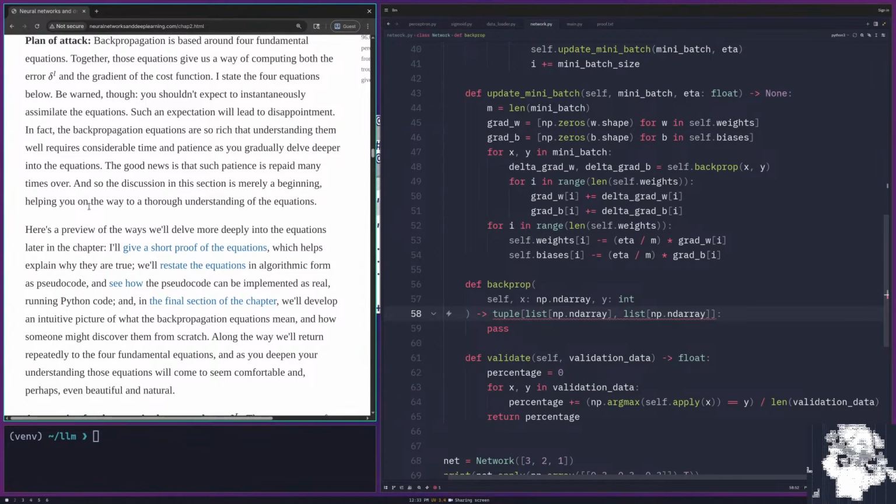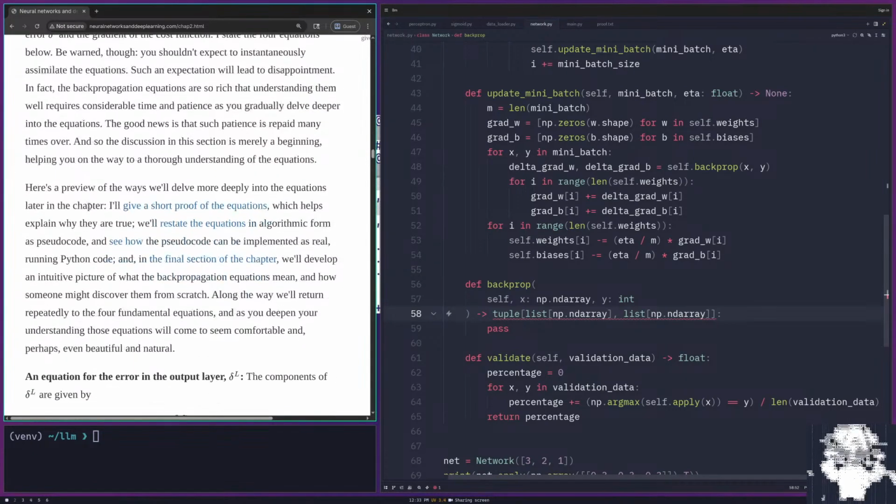Here's a preview of the ways we'll delve more deeply into the equations later in the chapter. I'll give a short proof of the equations, which helps explain why they are true. We'll restate the equations in algebraic form as pseudocode, and see how the pseudocode can be implemented as real running Python code. And in the final section of the chapter, we'll develop an intuitive picture of what the backpropagation equations mean, and how someone might discover them from scratch. Along the way, we'll return repeatedly to the 4 fundamental equations, and as you deepen your understanding, those equations will come to seem comfortable and perhaps even beautiful and natural.